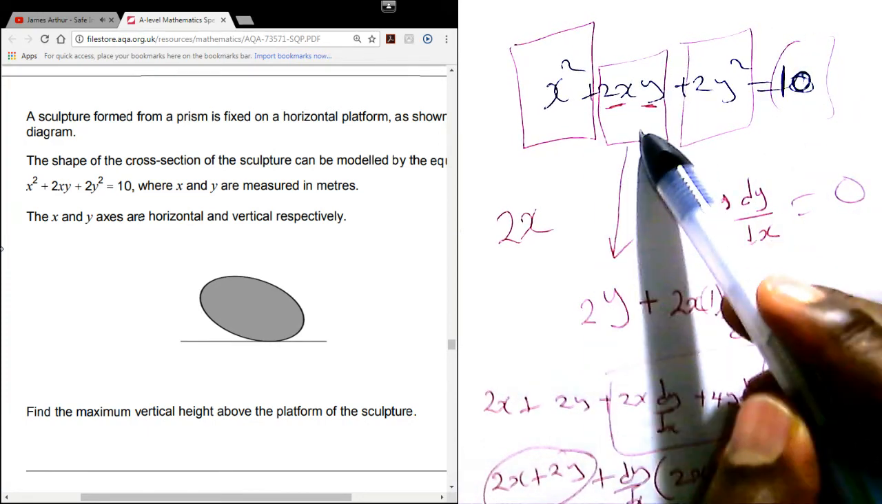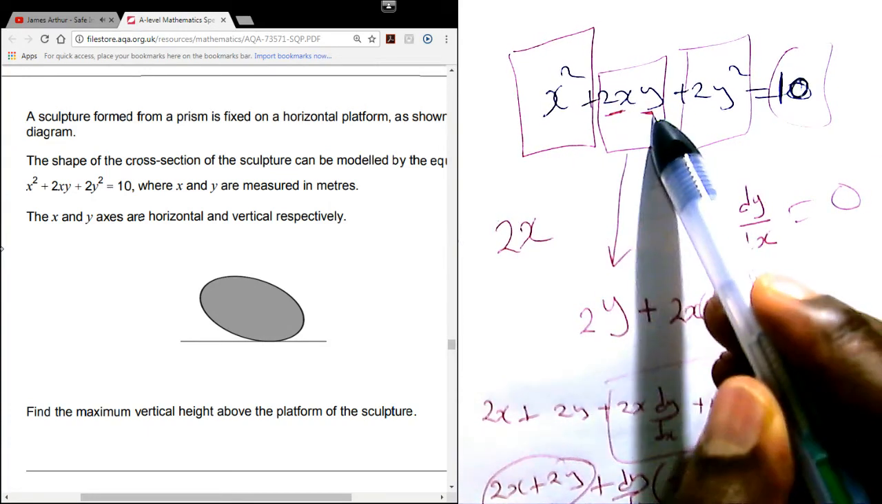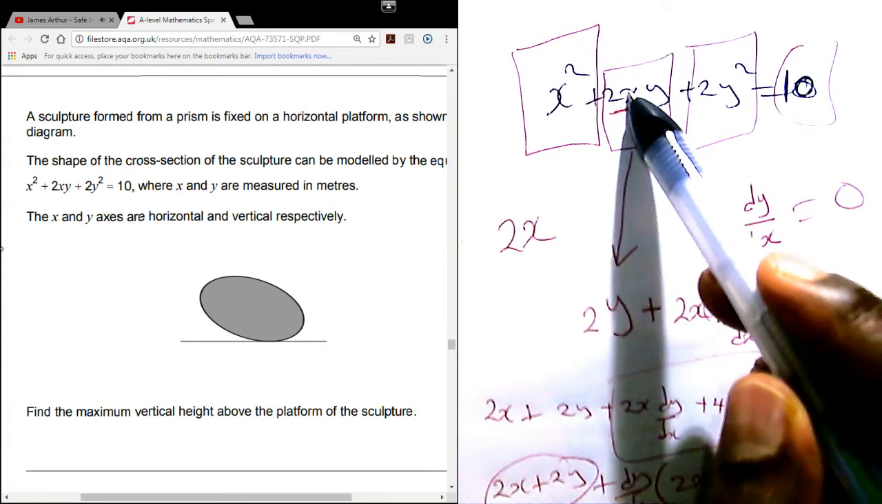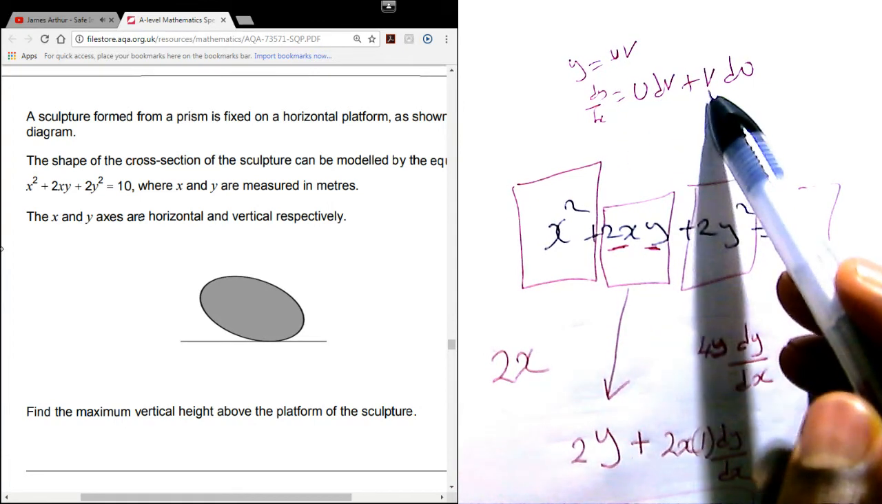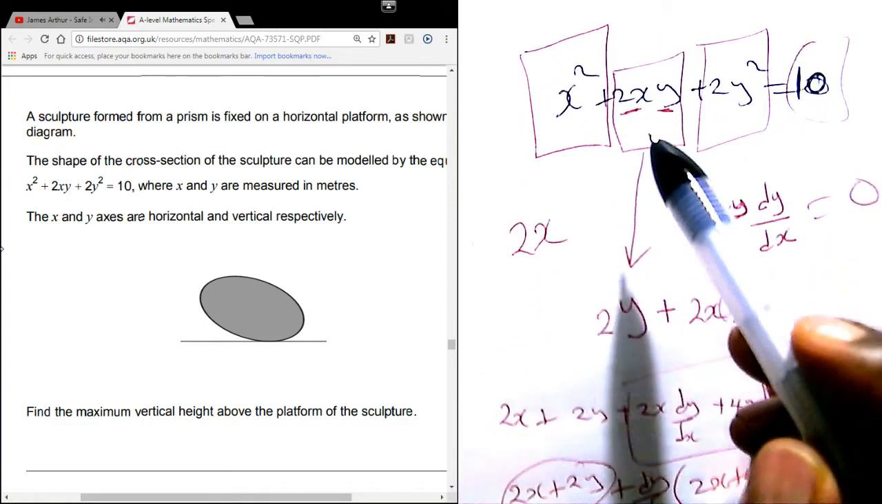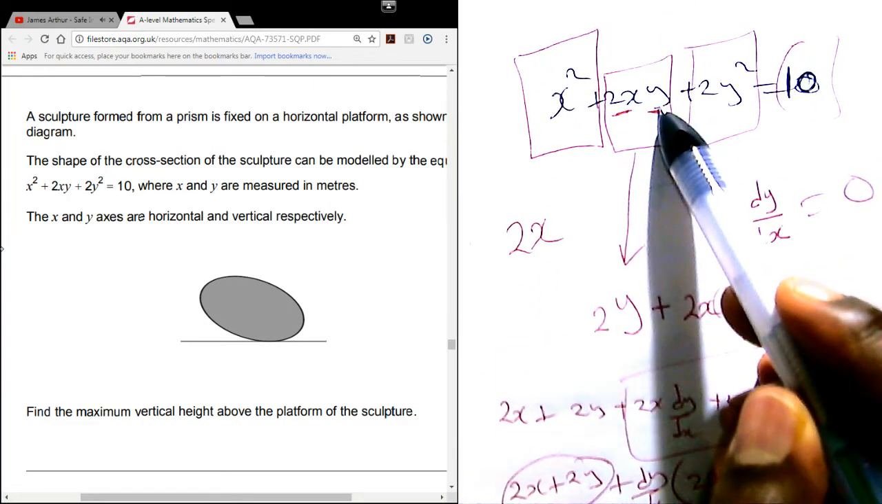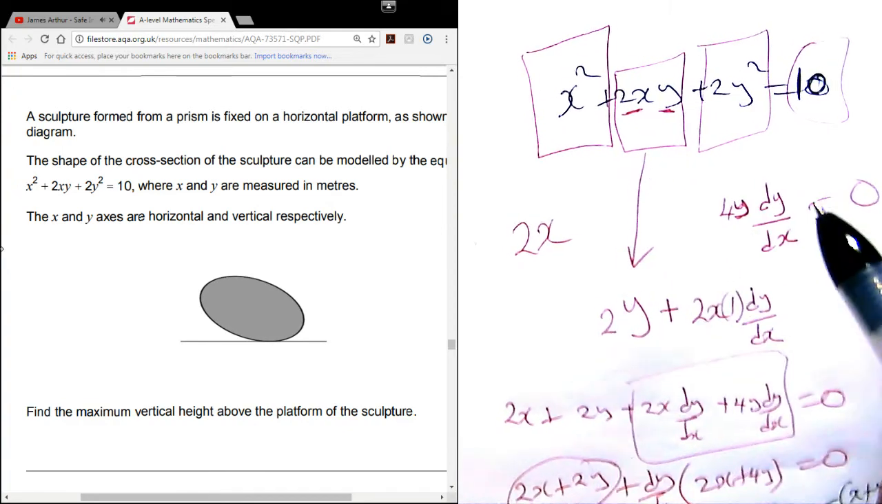To differentiate 2xy, that's product rule, because we have a product of 2x and y. Product rule says that you differentiate one and leave the other one, plus leave the other one and differentiate one. So we're going to leave y and differentiate 2x, and leave 2x and differentiate y at different times.